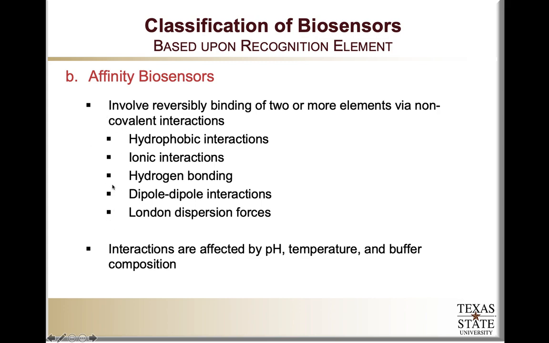Now, because all of these interactions are non-covalent, they are affected by the conditions surrounding them, meaning the pH, temperature, and buffer composition, which basically means the ionic concentration present in the solution. As we already know, for example, we had discussed that hydrogen bonds can be overcome by increasing temperature, right? In addition, a lot of these biorecognition molecules are proteins, and their folding, their tertiary structures, can be changed upon changes in pH and temperature and ionic composition.